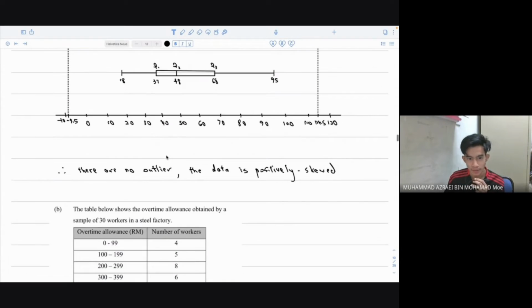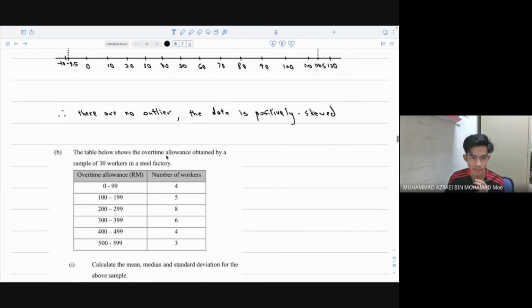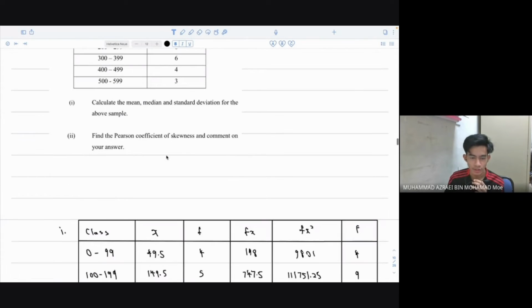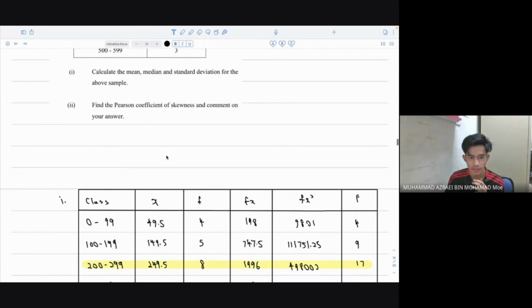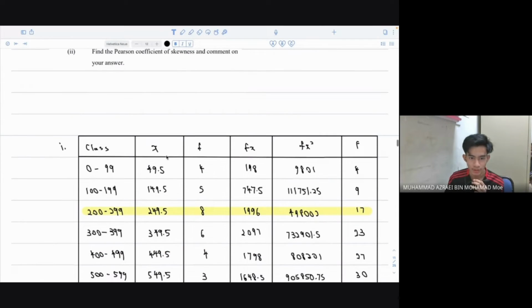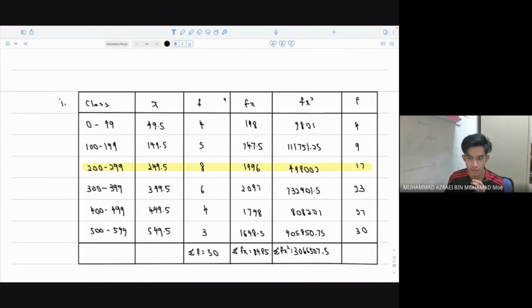Next, we move to 1BI. We need to calculate the mean, mode, and standard deviation for the data. Before we calculate, we make a table to analyze our data first. In the table, we calculate the midpoint, cumulative frequency, fx, and fx square.